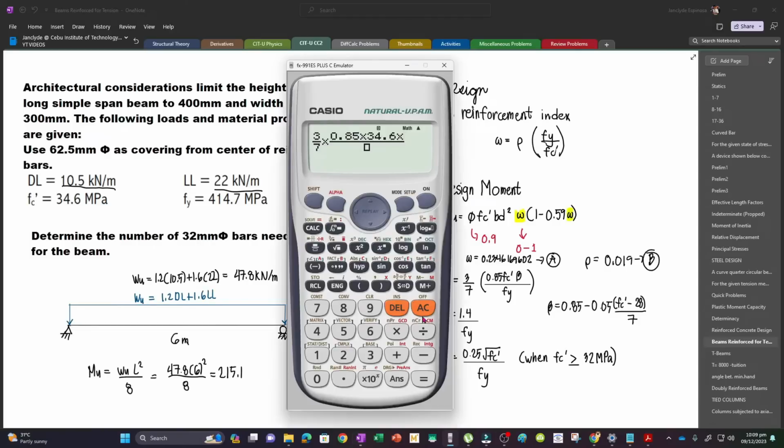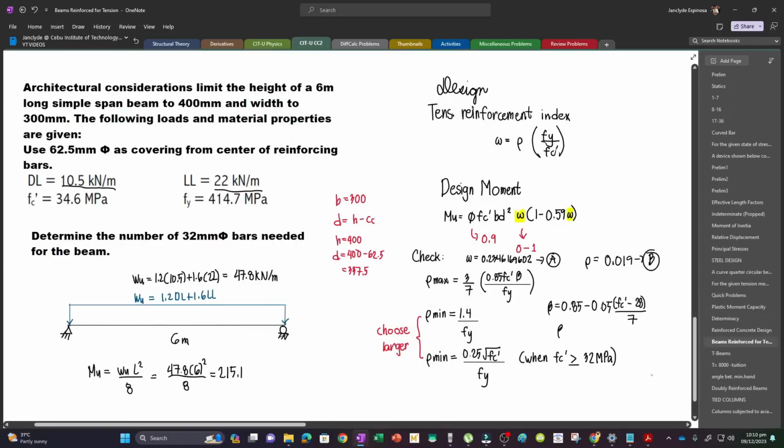And so the beta for this problem, let's solve it first: 0.85 minus 0.05 times (34.6 minus 28) divided by 7. So we get 0.802. I will store this in C. So that beta is 0.803, but it is already stored in C.